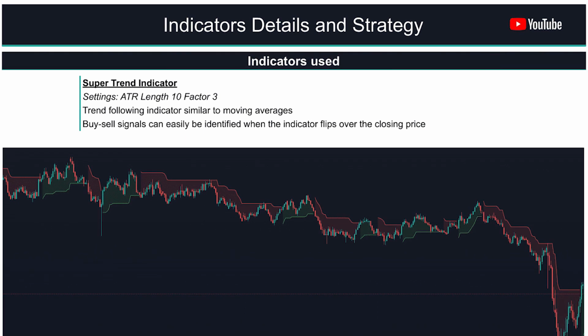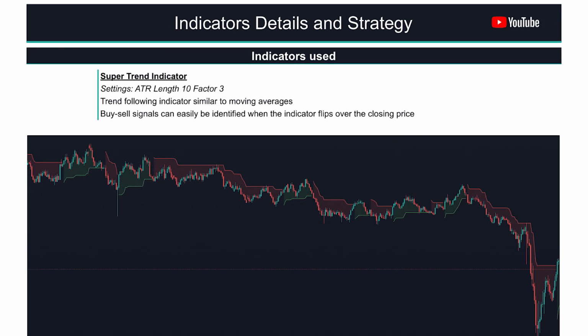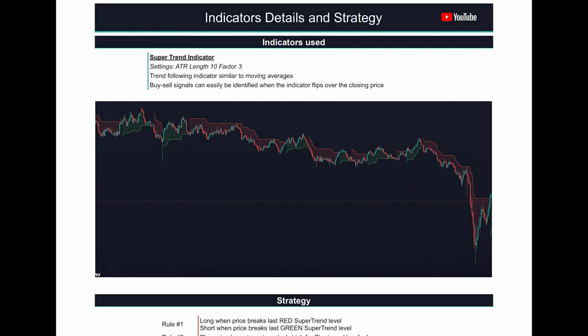The average true range, also known as the ATR, is used by the SuperTrend indicator to calculate its value and signal the level of price volatility. So this backtest is based on the daily time frame on EUR/USD.